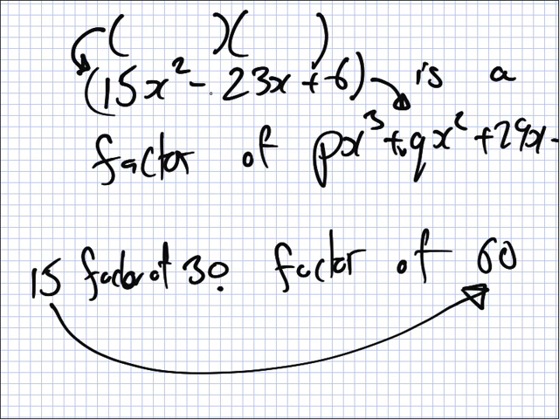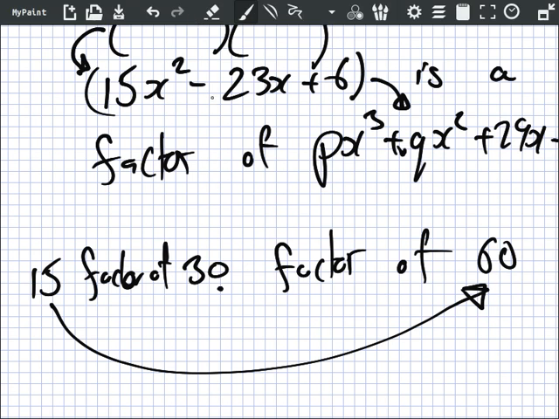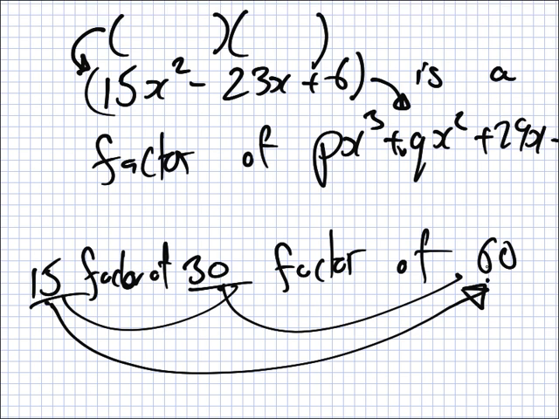If the quadratic is a factor of the cubic, and the linears are factors of the quadratic, therefore the linears are also factors of the cubic. And here's a number example. If 30 is a factor of 60, and 15 is a factor of 30, then it's also true to say 15 is a factor of 60.